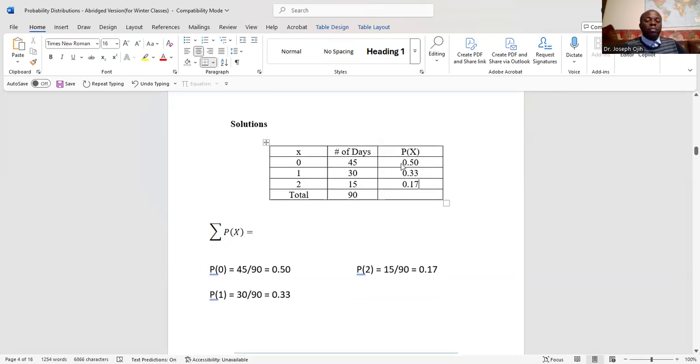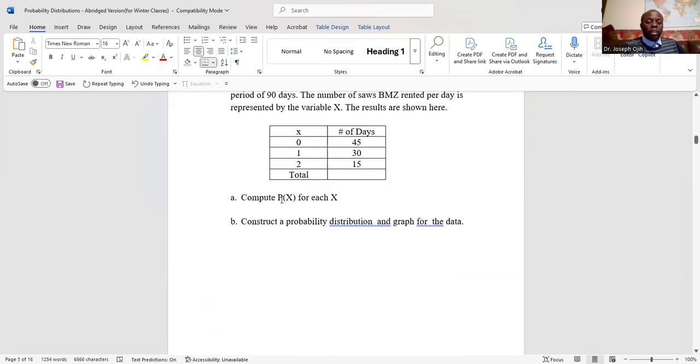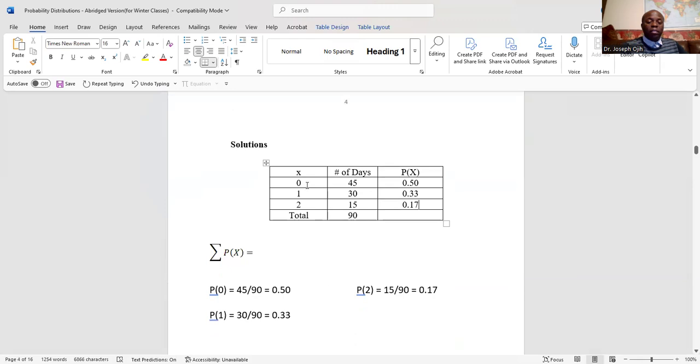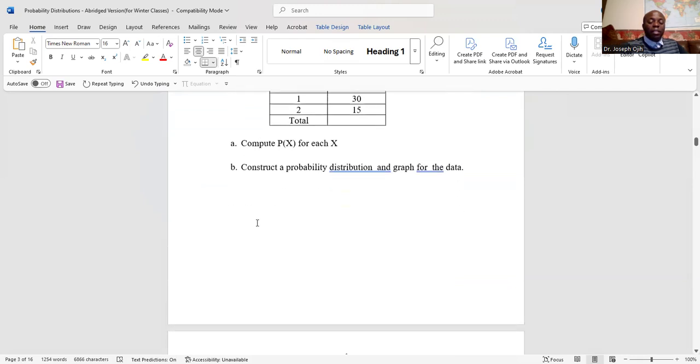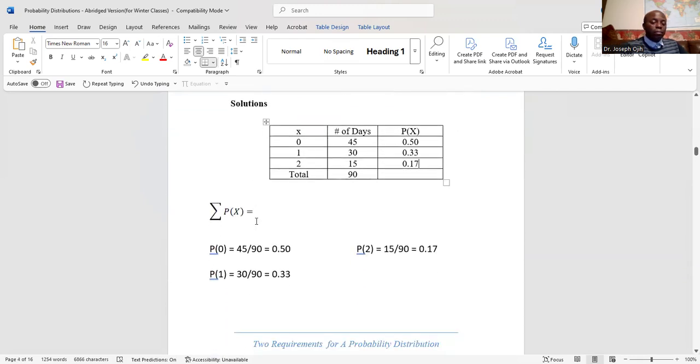So we have it, because the question was compute P(x) for each x. We have just done that. Then part B says construct a probability distribution and graph the data. Okay. So this is what we use, but I'm going to make this part A.